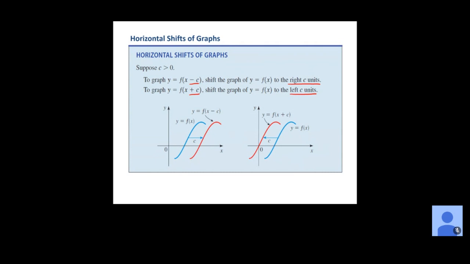Again, the blue is the original function now. If we subtract a c value from that, it's going to shift it to the right and give us that red graph we have on the left. And then if instead we add a c value to that blue graph, it's going to shift it to the left that many units. And so we would get that second graph instead. Any questions on the horizontal shifts?